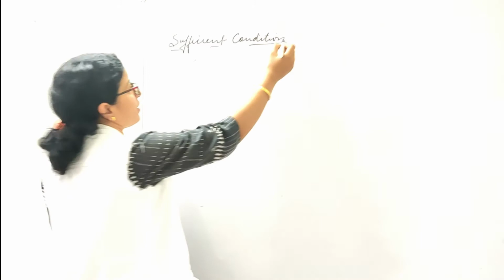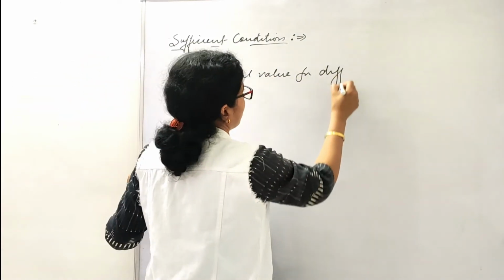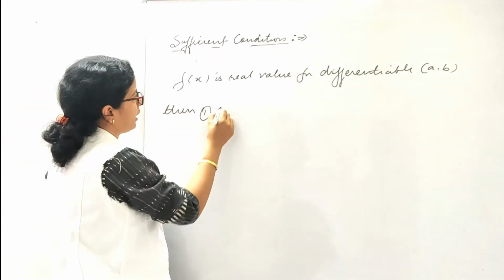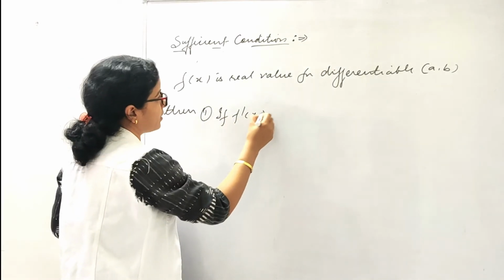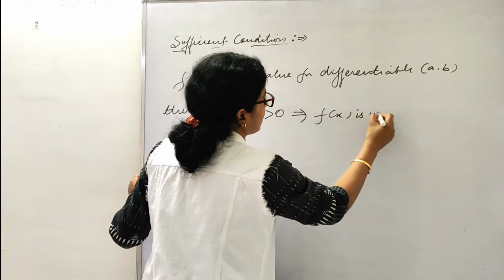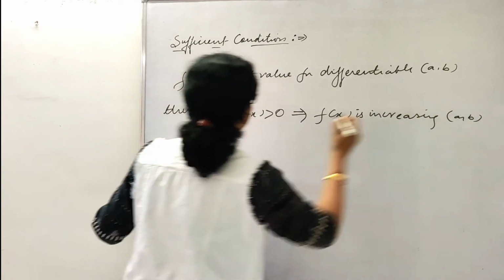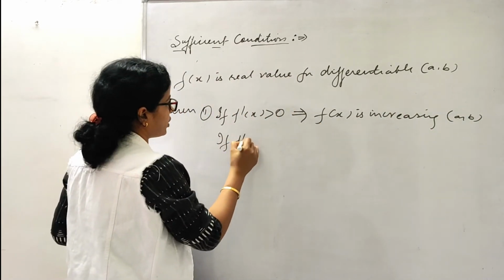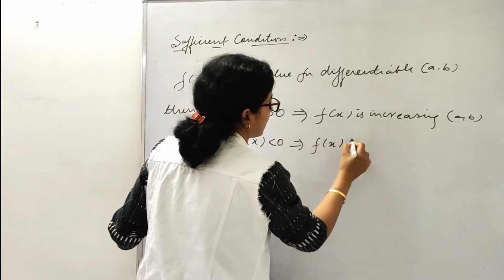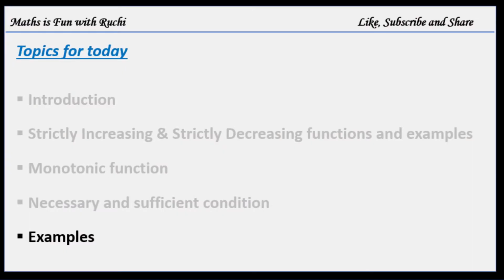So basically what we can write is, f(x) is a real valued function differentiable in open interval (a, b). Then if f'(x) is greater than 0 implies f(x) is increasing function in open interval (a, b). If f'(x) is less than 0 implies f(x) is decreasing function in open interval (a, b). Now let us check some examples.